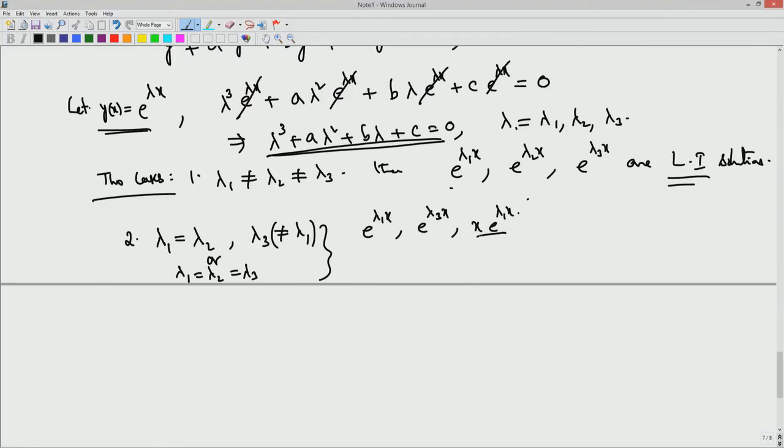So, you can see that x into e power lambda 1x is also a solution. Okay. So, this is one solution. If it is repeated, x into e power lambda 1x is another solution. And the third one is because it is repeated. Okay. And this is in this case.